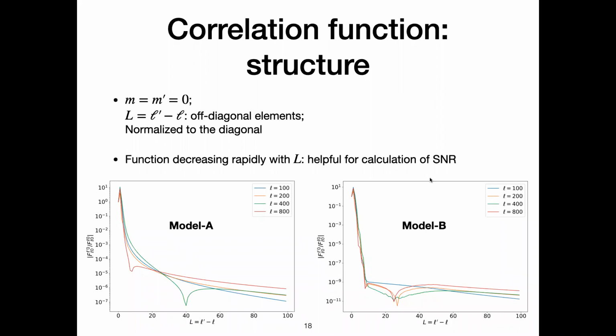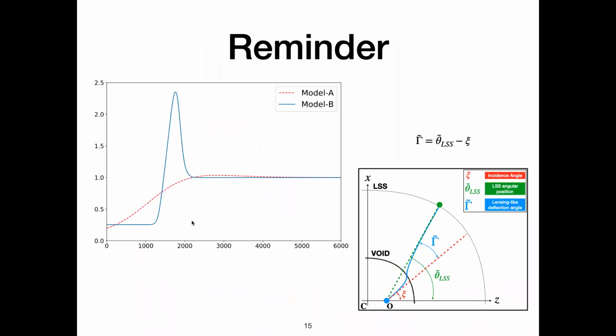As I've said, model A and model B are the two toy models that we considered for this study. For a quick recap, model A was the one where there was a smooth transition from the inner region to the outer region.